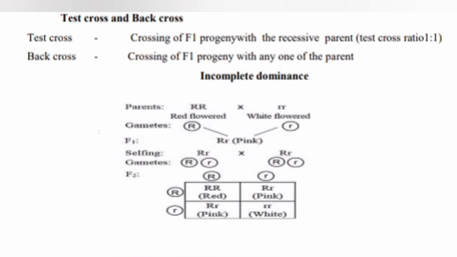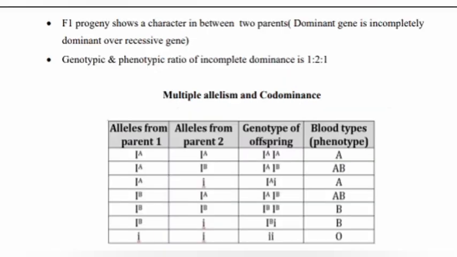Example of incomplete dominance: the F1 progeny shows a character in between the two parents. The dominant gene is incompletely dominant over the recessive gene. Genotypic and phenotypic ratio of incomplete dominance is 1:2:1. Multiple allelism and codominance.